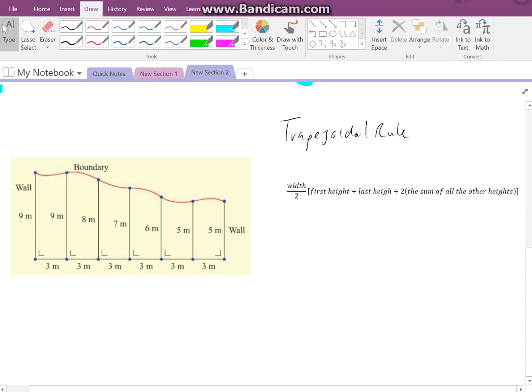So you can write in the formula from your log tables, but just ensure you understand that the h means width and then the y1 means first height and so on. So we'll try to do it together.